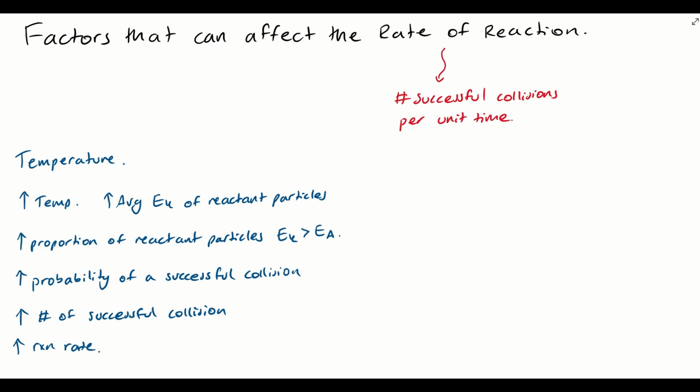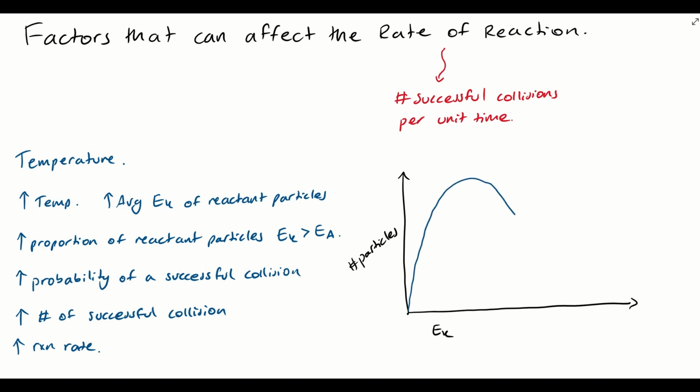And let's see what that looks like on a Maxwell-Boltzmann curve. So this is going to be my Maxwell-Boltzmann curve here. And remember, on a Maxwell-Boltzmann curve, we have the kinetic energy of the particles, and then we have the number of particles with that kinetic energy. Okay, and it looks something like this, remembering from the last video. And we have our activation energy sitting about here somewhere. So that's our activation energy. So at the moment, we have all of these particles here with sufficient kinetic energy to overcome the activation energy.